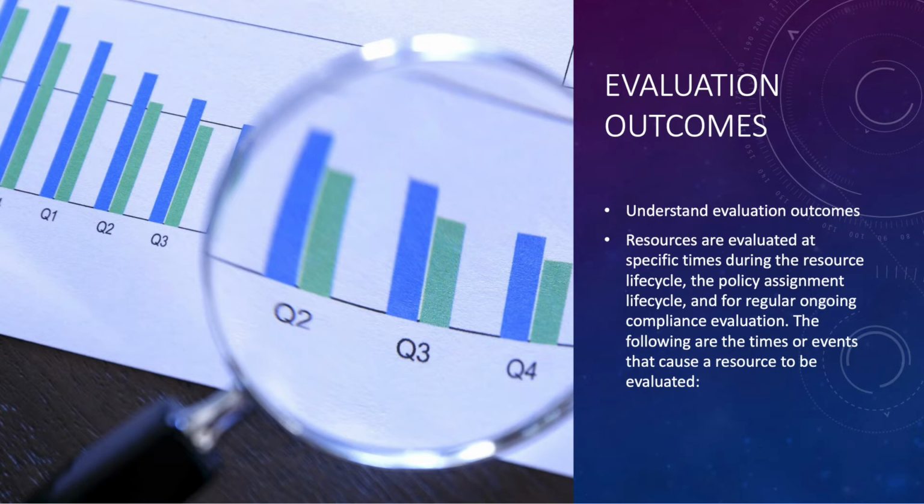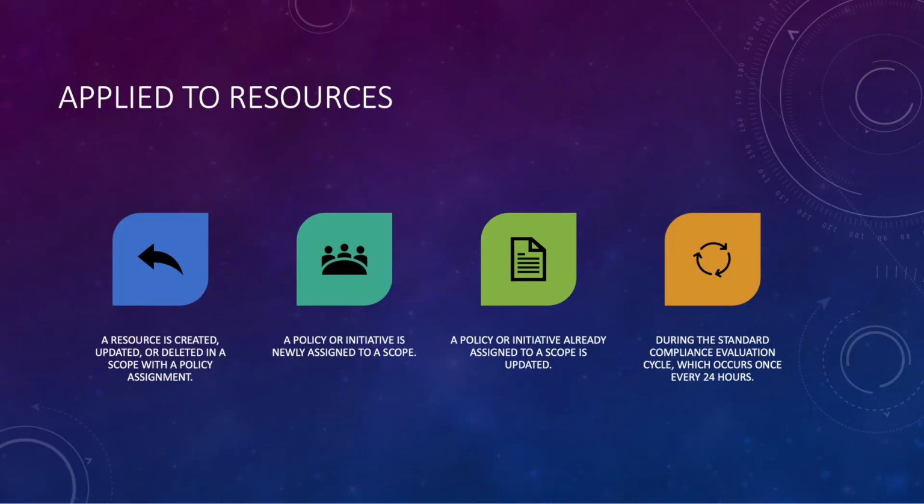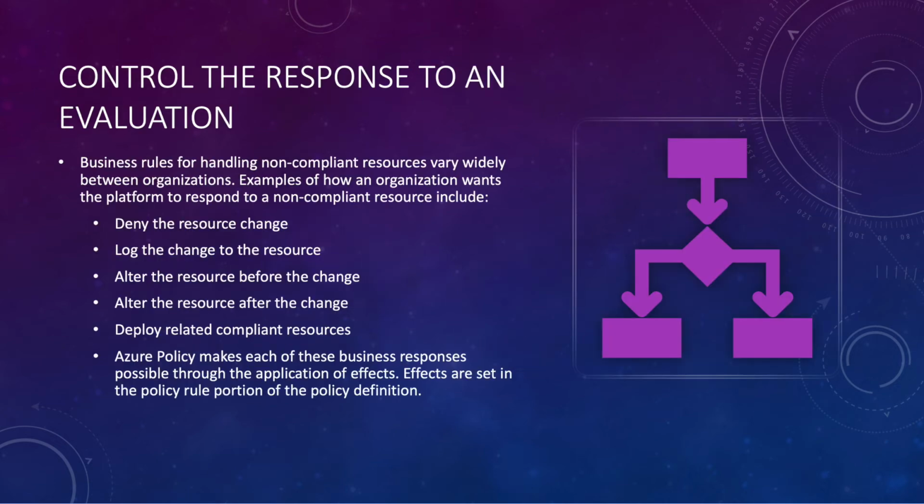The following are times or events that can cause the resource to be evaluated. And those are when a resource is created, updated, or deleted. A policy or initiative is newly assigned to a scope. A policy or initiative is already assigned and is updated, or during the standard compliance evaluation cycle. And every 24 hours, it goes back and it will rerun this. And you get a really good idea every day if your systems are still in compliance or within scope of where they need to be to make sure you're meeting all of your requirements for regulation, legal, or just industry standard. So you can control the response to an evaluation as well.